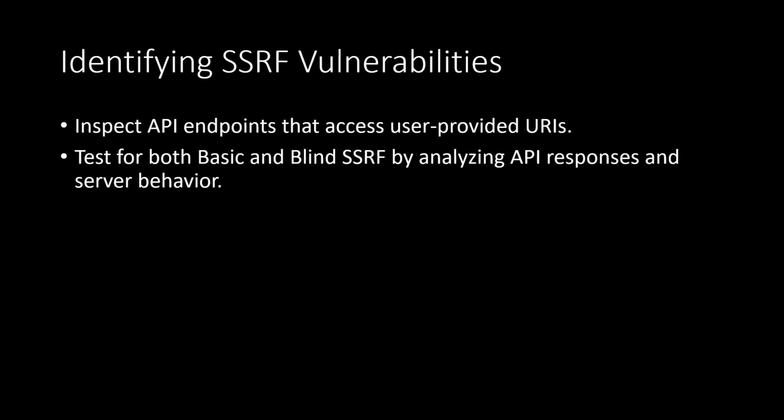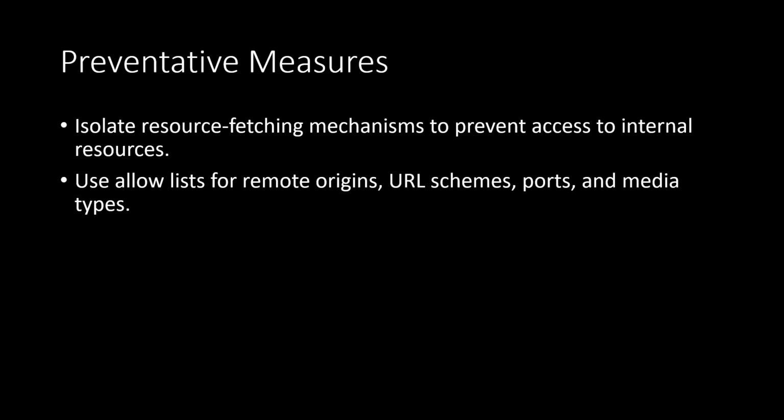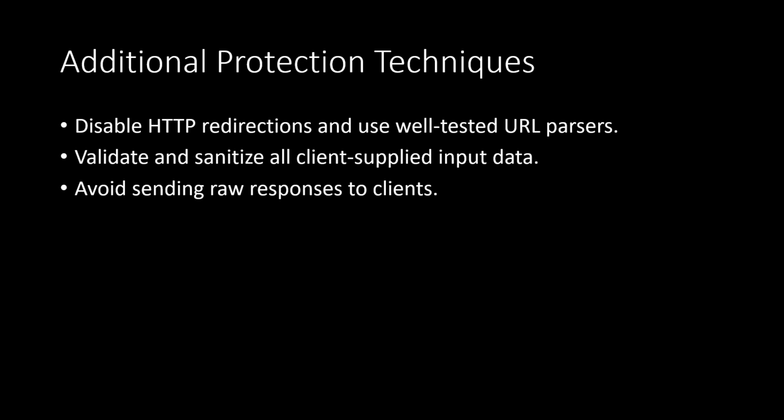To identify SSRF vulnerabilities, inspect API endpoints that access user-provided URIs. Test for both basic and blind SSRF by analyzing API responses and observing server behavior. Preventing SSRF involves isolating resource fetching mechanisms to prevent access to internal resources. Use allow lists for remote origins, URL schemes, ports, and media types to control which resources can be accessed. Additional protection techniques include disabling HTTP redirections, using well-tested URL parsers, validating and sanitizing all client-supplied input data, and avoiding sending raw responses to clients.